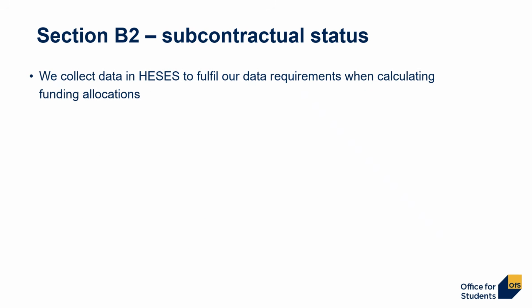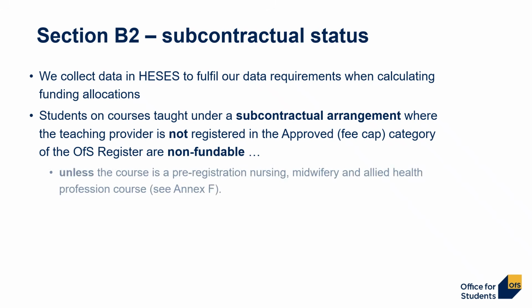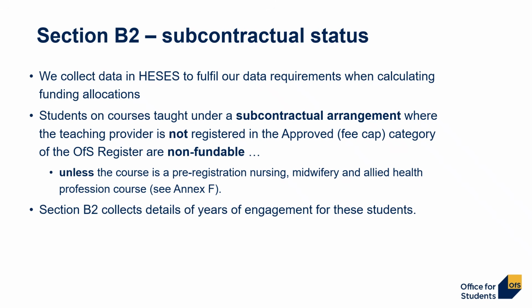We use the HESES return to get the data we need to calculate funding allocations. Section B2 of Table 4 looks for information on certain subcontractual arrangements that we need for these. Students on courses taught under a subcontractual arrangement where the teaching provider is not registered in the approved fee cap category of the OFS register are non-fundable unless the course is a pre-registration nursing, midwifery and allied health profession course. See Annex F. So it's a function of Section B2 to collect these details.